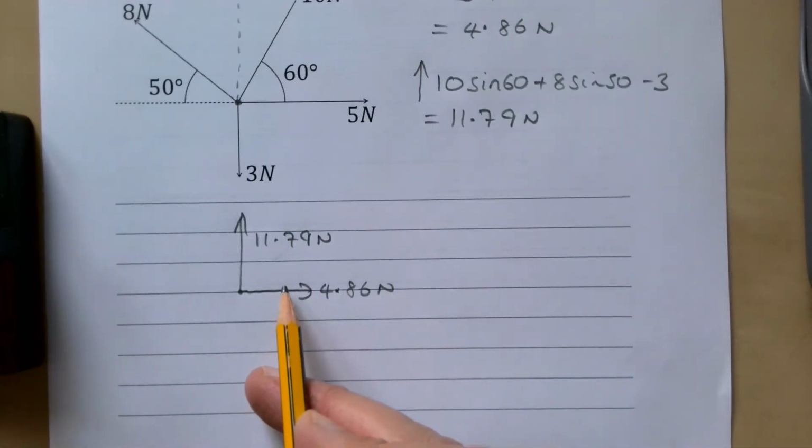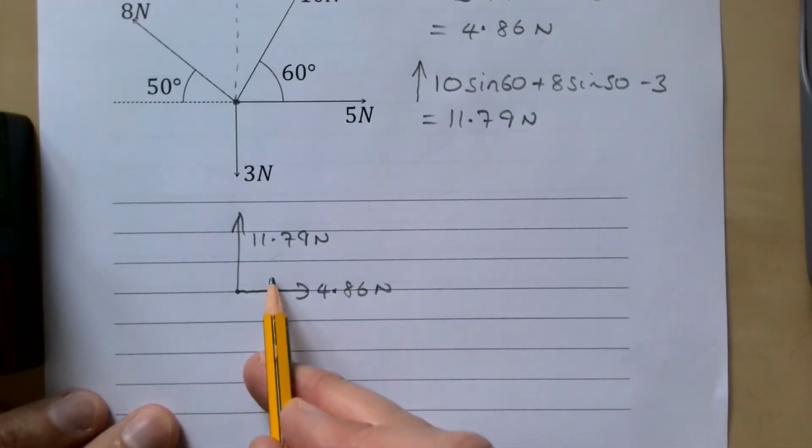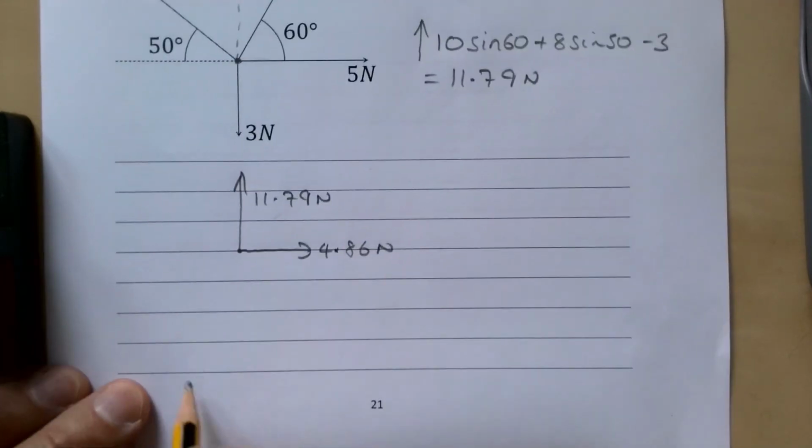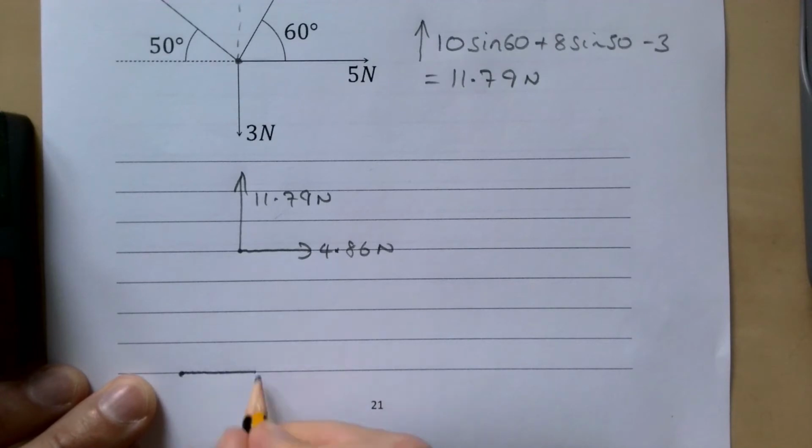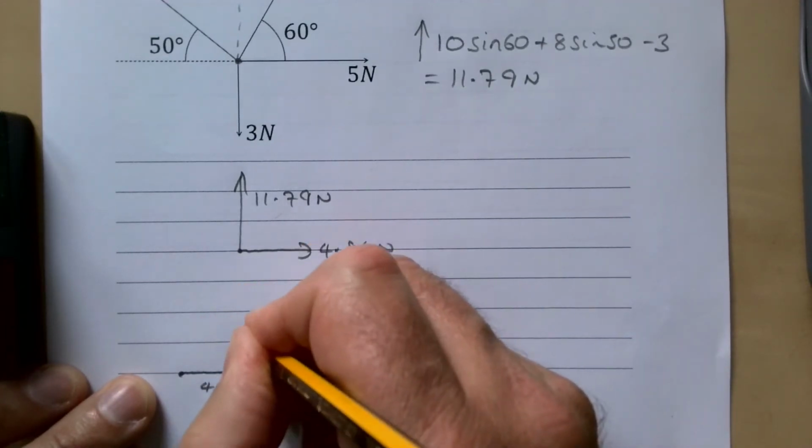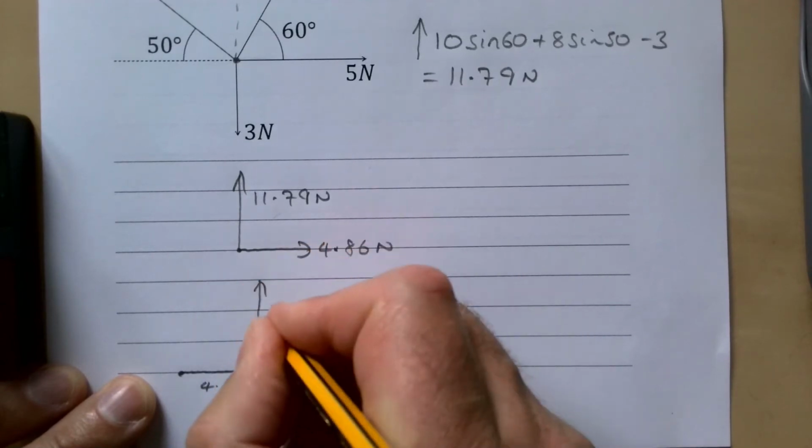We now do our tip to tail thing. Okay, so we lift this and we put one tip to tail. So I'm starting here. Again, this is a really hard bit. People find this really hard. Go across 4.86 and go up then 11.79.